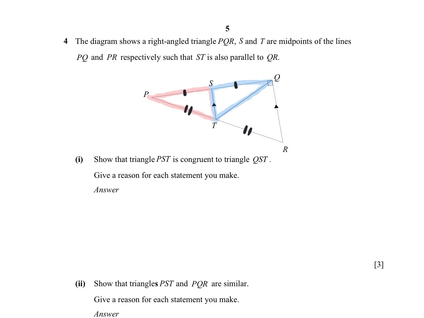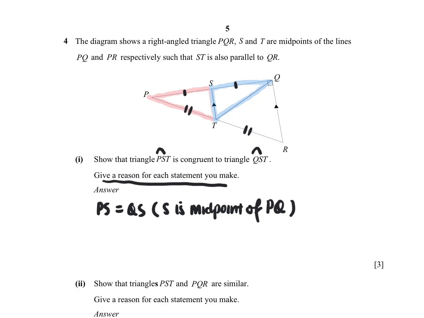What else do they tell you? They tell you ST is parallel to QR. Okay, so very clearly, I know that PS is equal to QS. This one first, very sure. The reason is because S is the midpoint of PQ. They say give a reason for each statement, so make sure you write the reason for how you got it. So I get one side already. Next, I can say that ST is a common side.